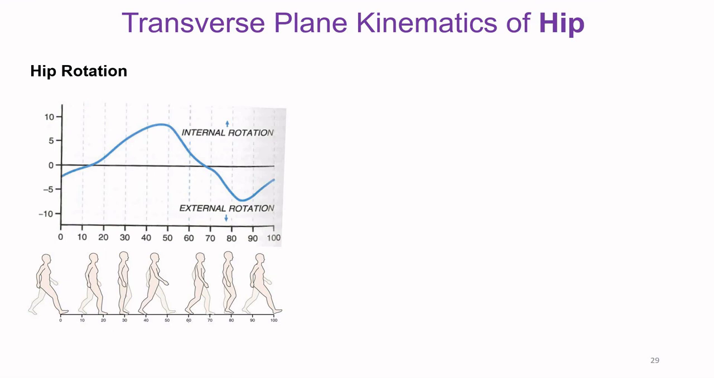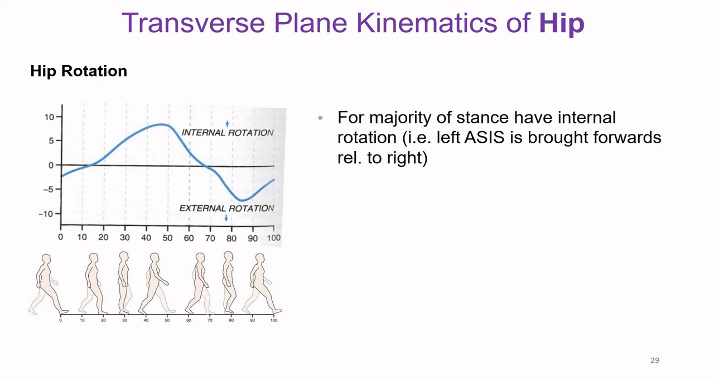With our mini review in mind, let's have a look at the transverse plane kinematics of the hip. For the majority of stance phase, that is from heel strike to toe off, we see that the hip is internally rotated. This, for our right-footed gait cycle, means that the left ASIS is brought forwards relative to the right ASIS.